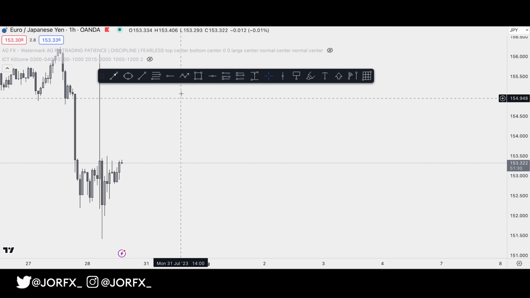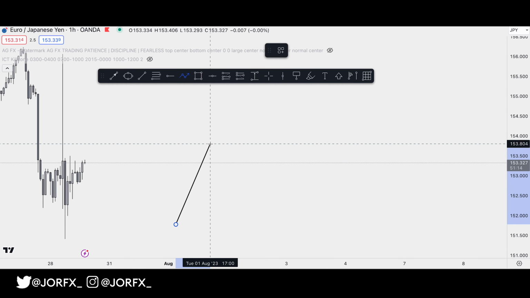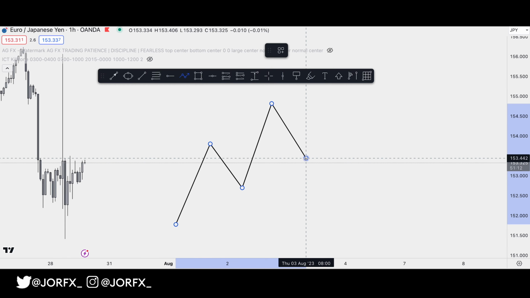So guys, as you can see, we are now inside of the charts. I just took a random pair, this is Euro JPY. I'm going to show you and teach you about equilibrium. So first of all, what is equilibrium? Let me show you that first. So let's just create a graph right here.